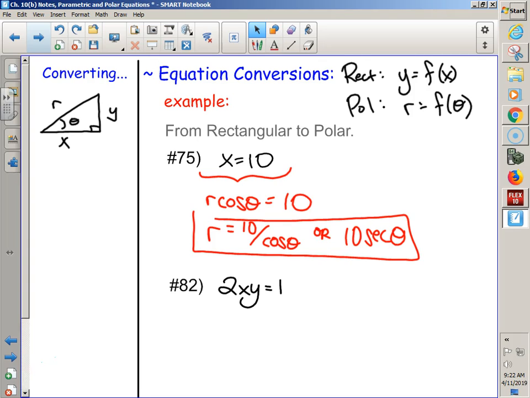So when you guys graphed the first one, did you get a line? What kind of line? Vertical or horizontal? Vertical. Sweet. That's exactly what you were supposed to get. But how did you guys try to get r by itself in this one? What could you have plugged in for x?